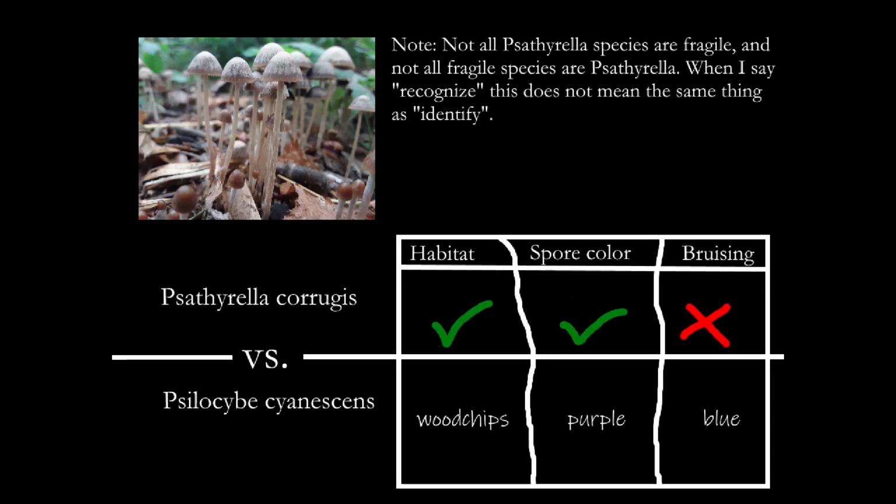If you find a dark-spored mushroom that breaks apart almost immediately when handled, there is a good chance it is a Psathyrella species. The type species of this genus is Psathyrella corrugis.